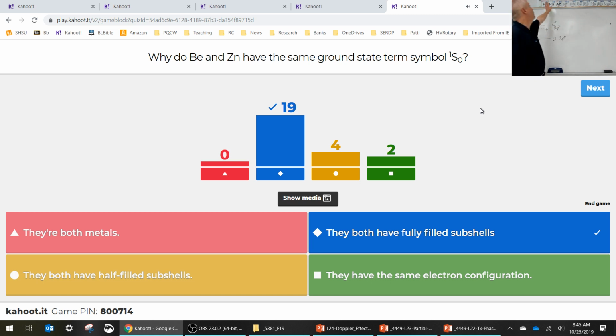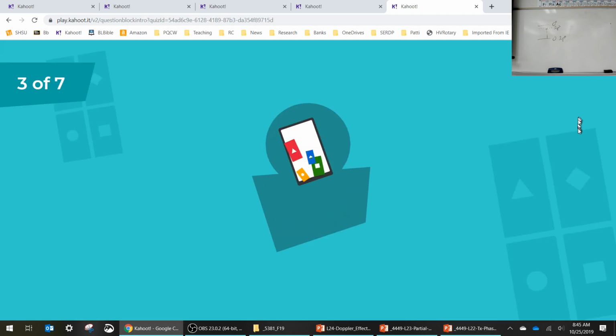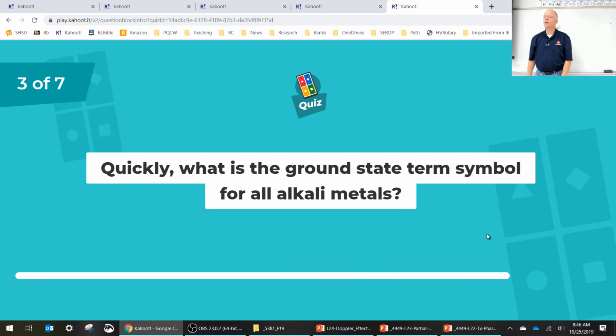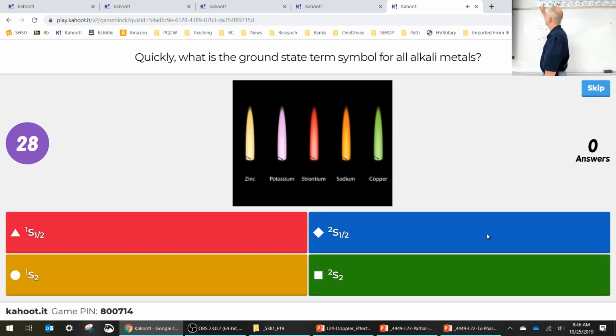Here's beryllium, fully filled subshell. Here's zinc, fully filled subshell. So all the spins are paired up. So you have a singlet, and then S, because, again, they're full. If they're all full, it's an S term. 3 of 7. Quickly, what is the ground state term symbol for the alkali metals? So all of these first ones.